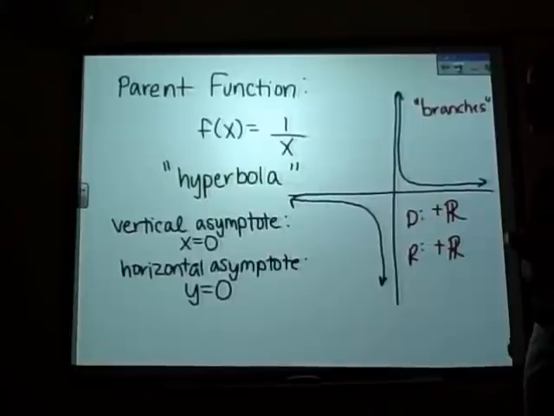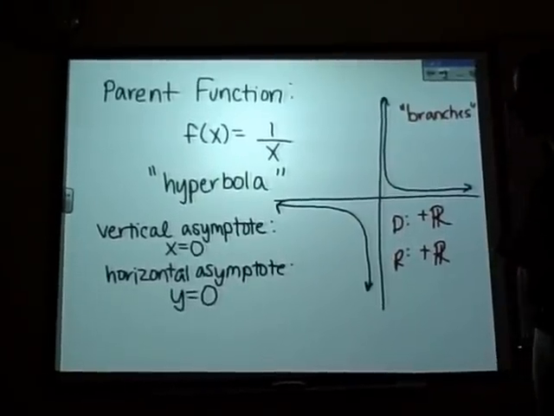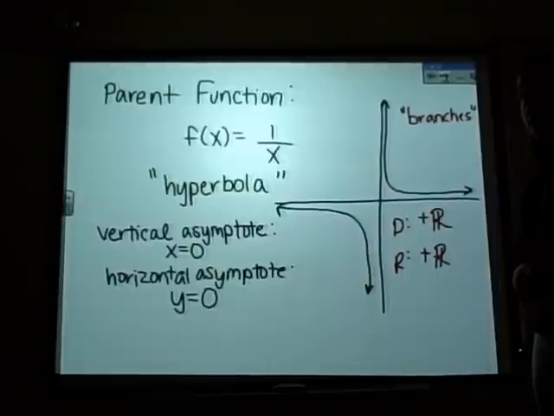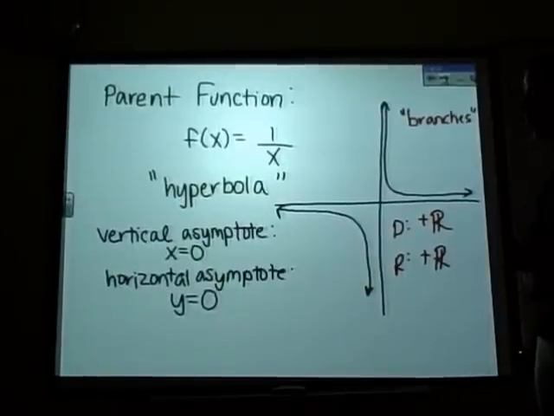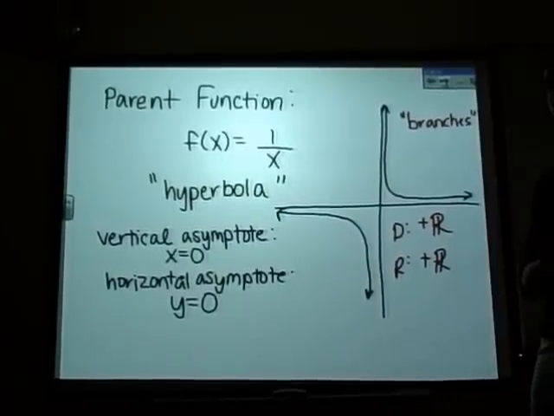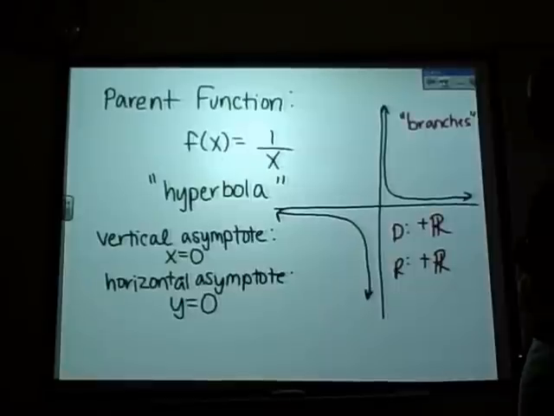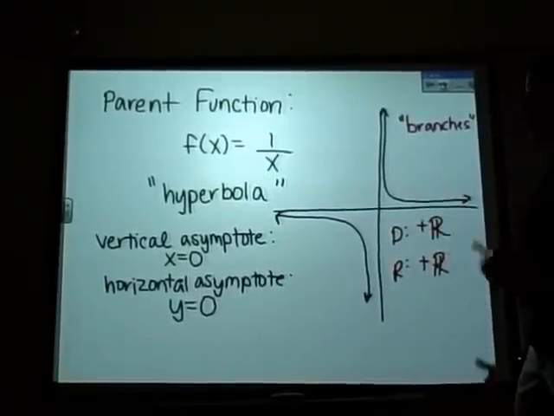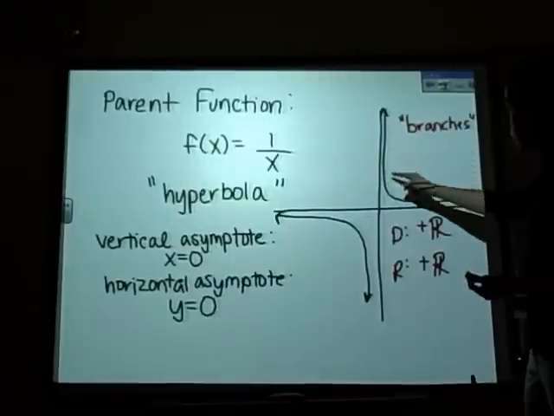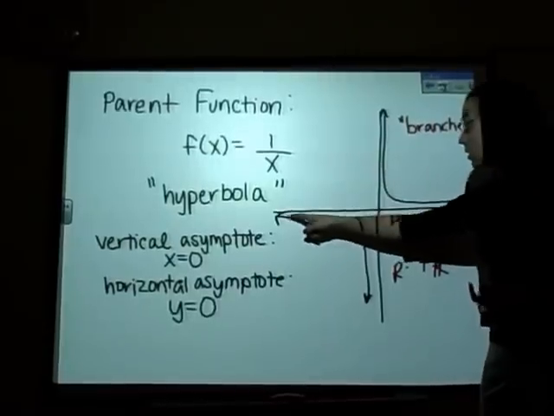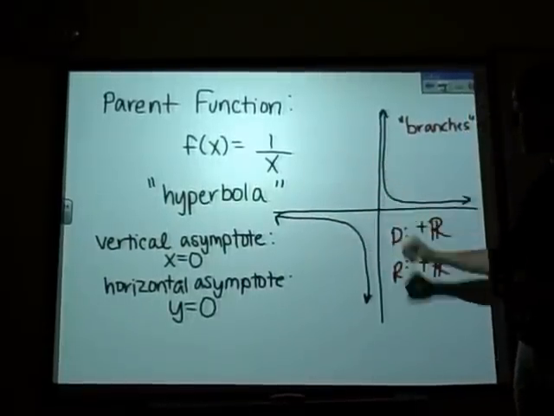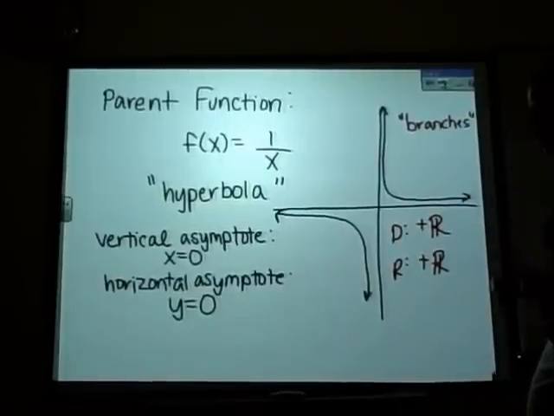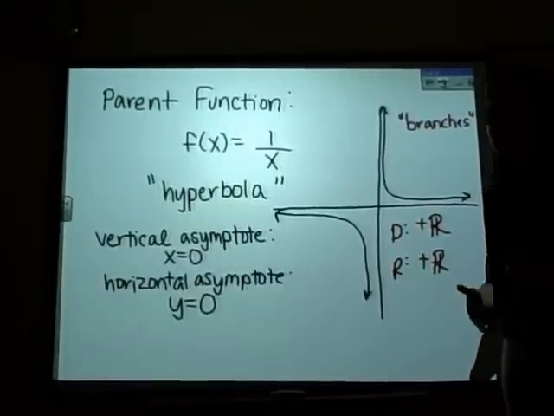Okay, so here is the parent function you guys are going to work with today. f of x equals 1 divided by x. So now instead of in the exponent, your variable is in the denominator. This graph is called a hyperbola. If you graph that in your calculator, you'll see it makes a really unique shape. It gets these two symmetrical sides of the graph. They're called branches.